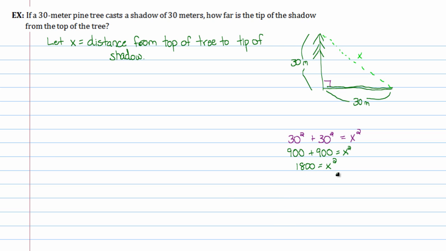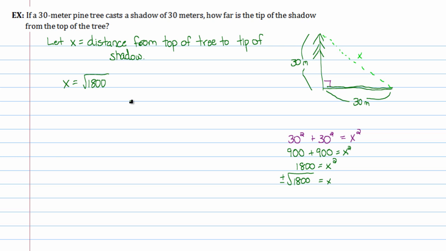Take the square root of both sides, and you'll get that x is equal to plus or minus, remember, the square root of 1800. And of course, x is supposed to be a distance, so you can throw out the negative. So x itself should be the square root of 1800.